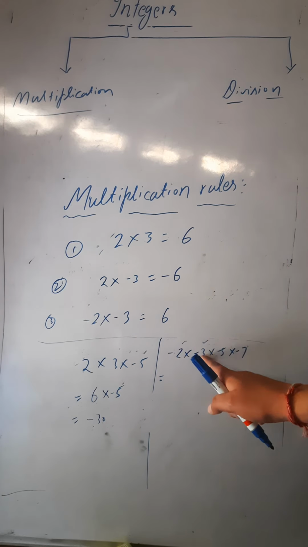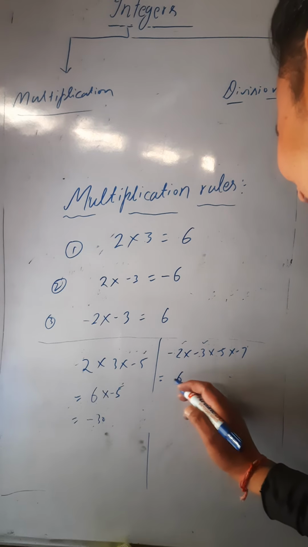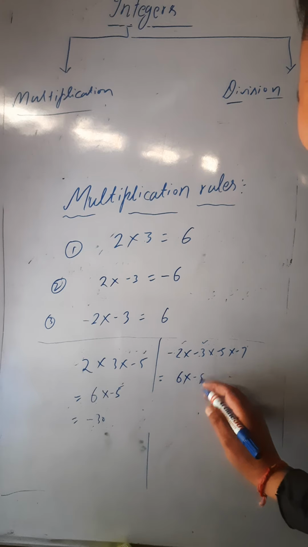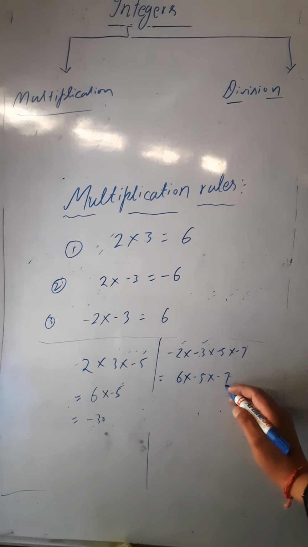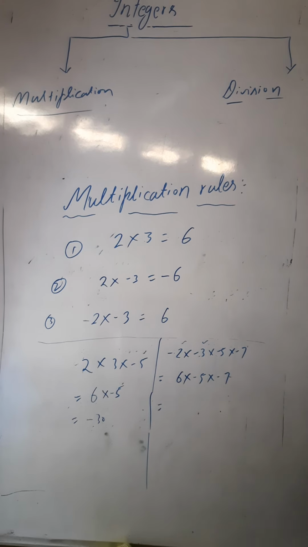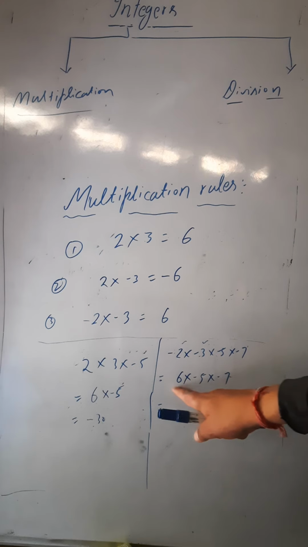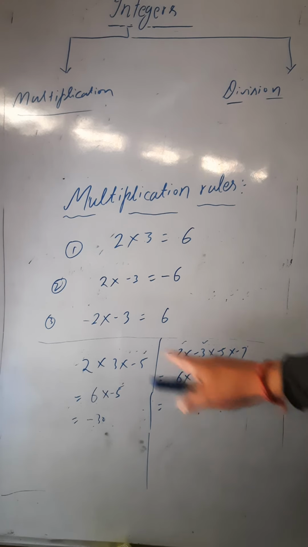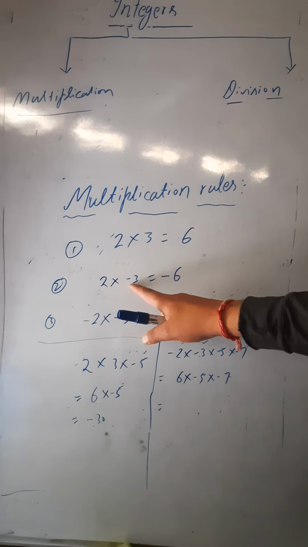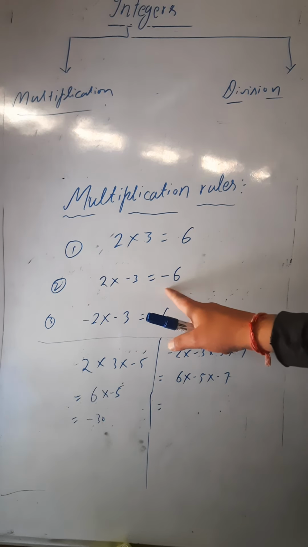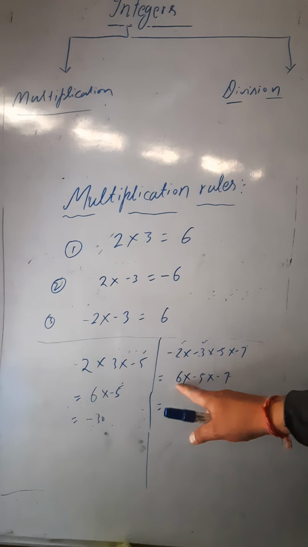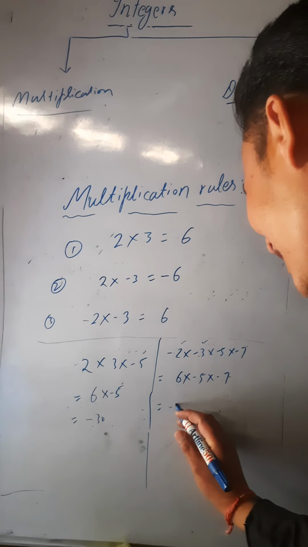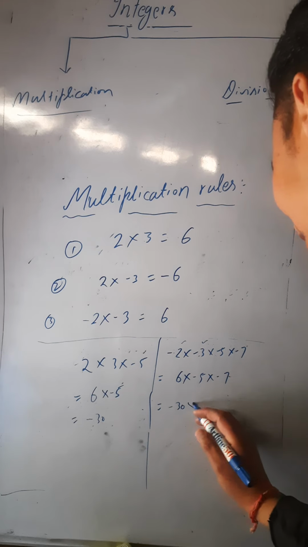So it will be 2 3s are 6. So it will be plus 6. Are you getting this? Now what is left? Multiply minus 5 is left, and multiply minus 7 is left. Now you take these two integers together. Now one is positive and one is negative. So when one is positive and the other one is negative, the sign is negative. So it will be 6 5s are 30. So it will be minus 30. Are you getting this? What is left now?